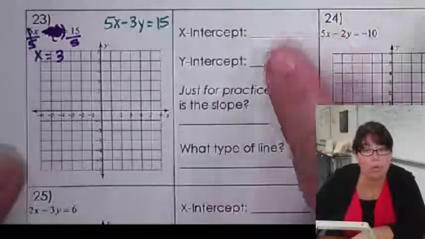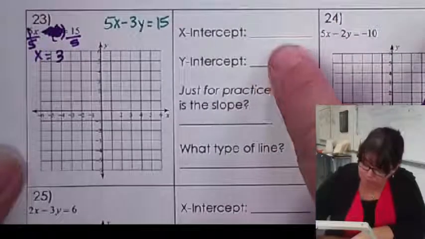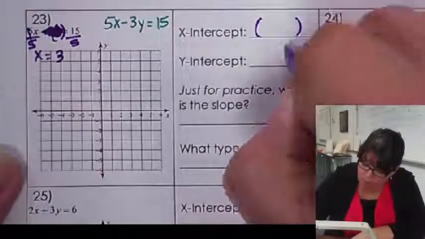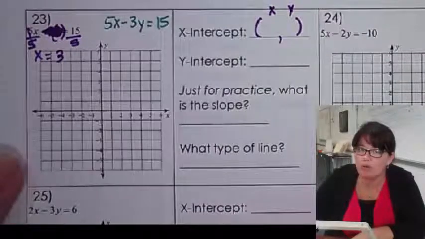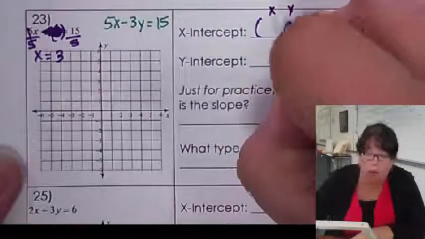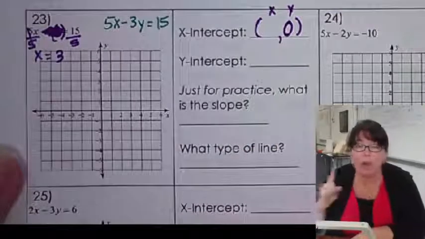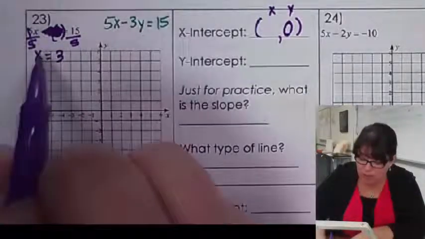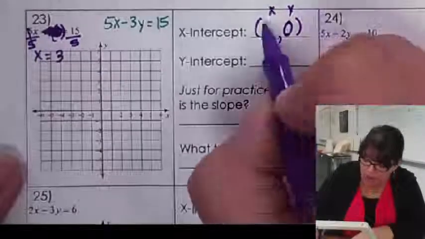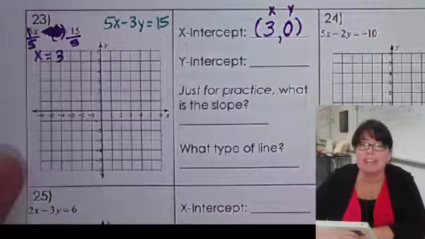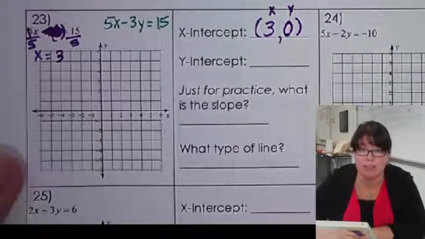Let's create a coordinate point to represent that point. Remember, a coordinate point has an x value and a y value. Well, we plugged in 0 for y, so we're going to put the 0 on the y side. And when we did that, when we plugged in 0 for y, what did x equal? 3. So that's the other part of our coordinate point. So our x-intercept is (3, 0).